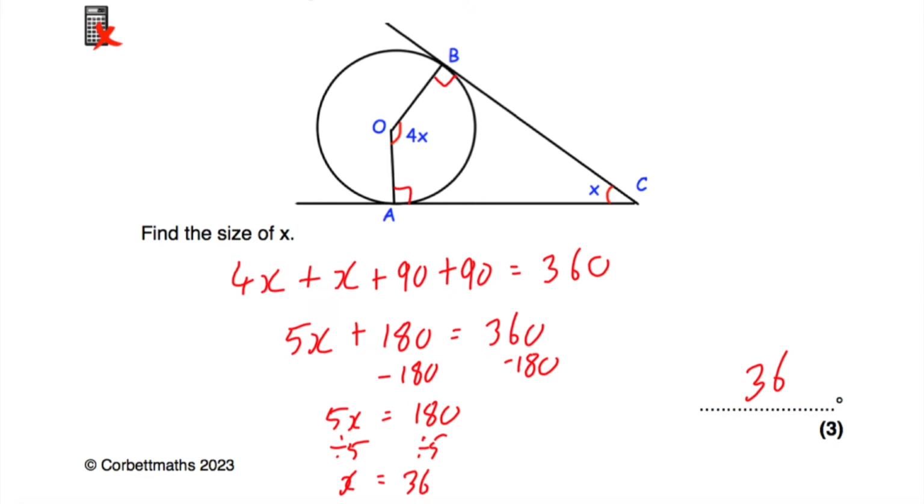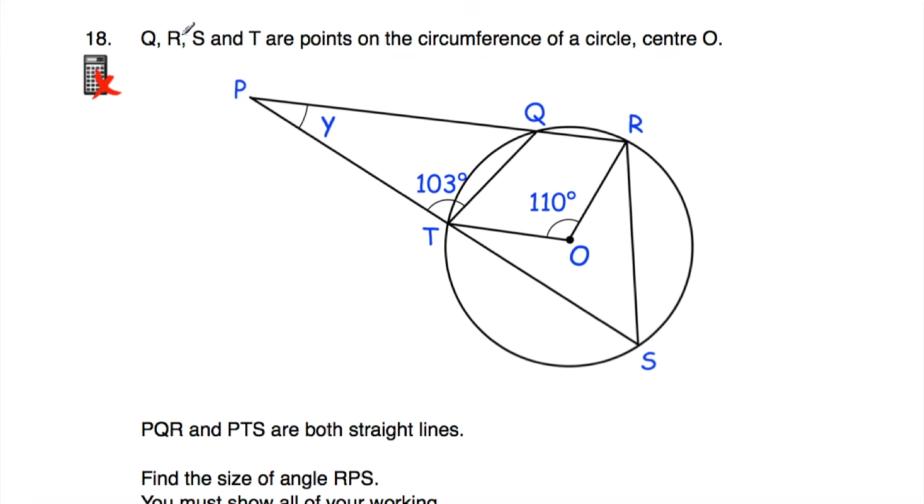Okay, let's have a look at our next question, question number 18. And question number 18 looks quite complicated, but let's have a look at it. Q, R, S, and T are points on the circumference of a circle, centre O. And we know some of the angles. We know that this angle, ROT, is 110 degrees. We know the angle PTQ is 103 degrees. And we've been asked to find the size of angle RPS, which is marked with a Y.